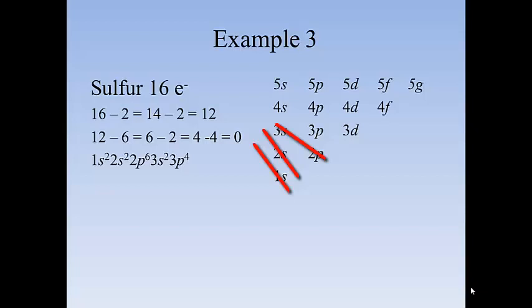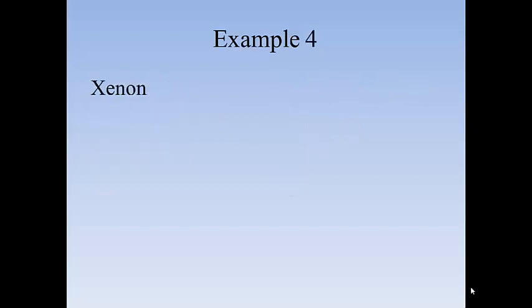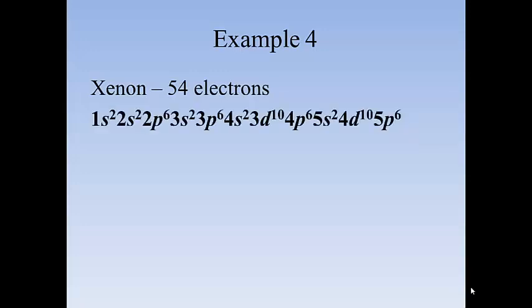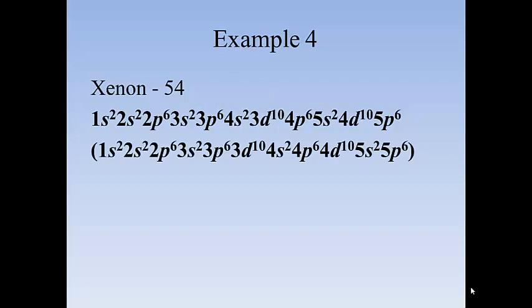Okay, more complicated. Xenon. Go. Xenon has 54 electrons. You most likely wrote it like this. I would have written it like this. I'm not going to go through it step by step, but if you need me to, please see me during class time. I would be more than happy to go over this with you.